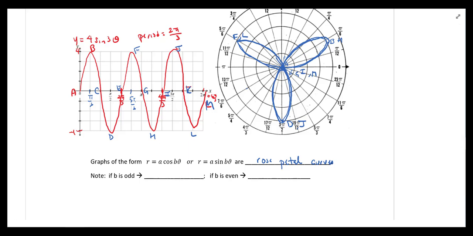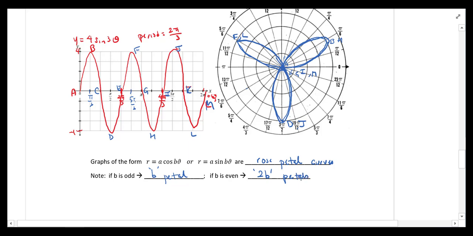Notice here too, if the B value is odd, like our example in 12b, then you only have B petals. So in this case, 3 theta gives 3 petals. Yet the weird thing is when it's even, you actually get double the amount of petals. You get 2B petals. So just be aware of that.